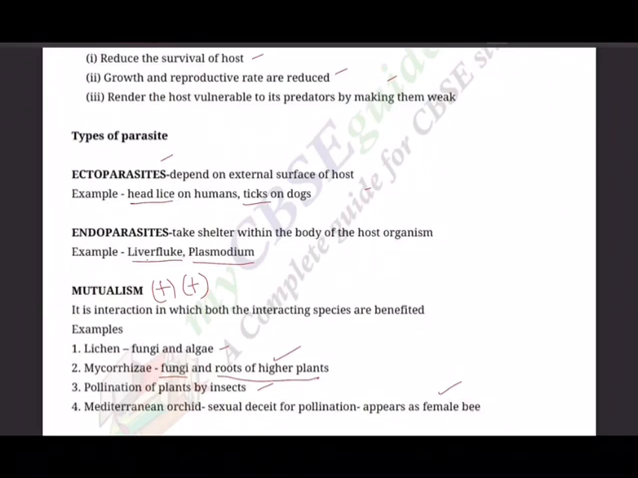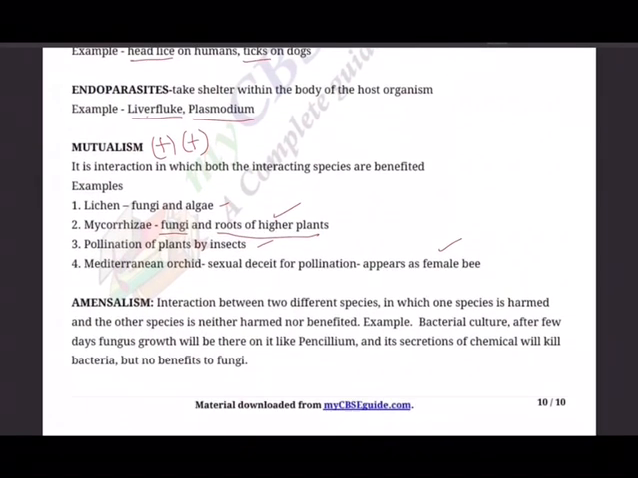Amensalism. We talked about mutualism, and we talked about parasitism. Amensalism is an interaction between two different species in which one species is harmed and the other species is neither harmed nor benefited. So there is harm to one species, and to the other it is neither harmed nor benefited. That's why we write minus and 0 here. Example, in a bacterial culture, after a few days fungus growth will be there on it, like Penicillium, and its chemical secretions will kill bacteria but bring no benefit to the fungi.